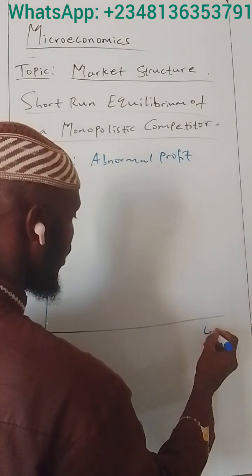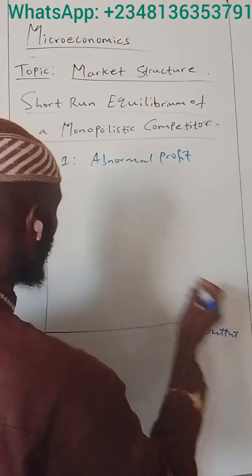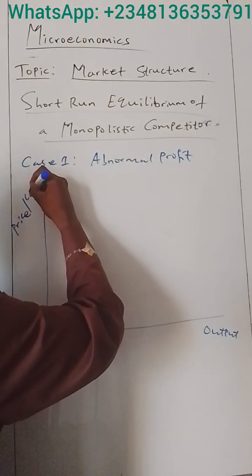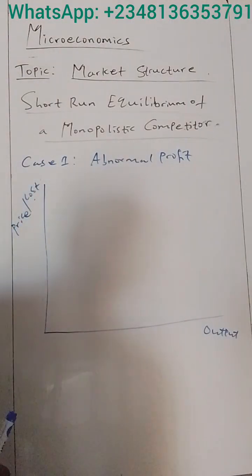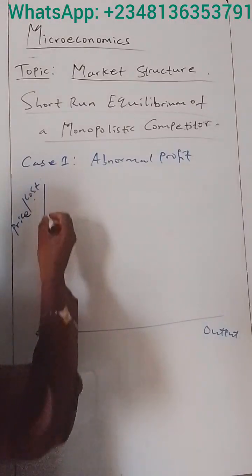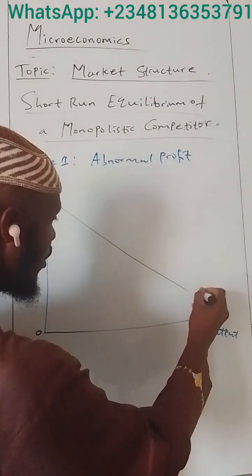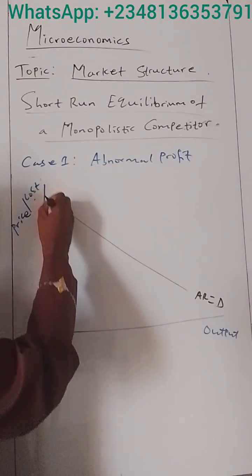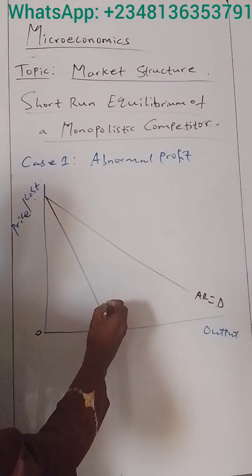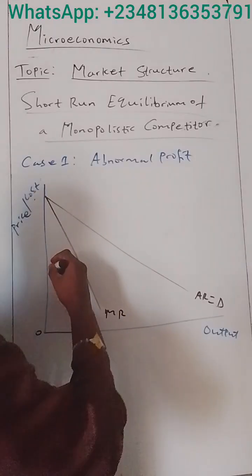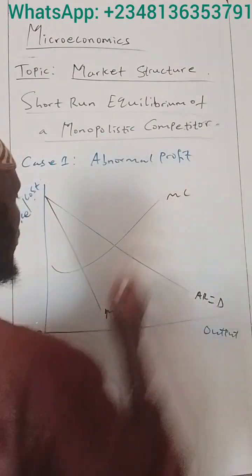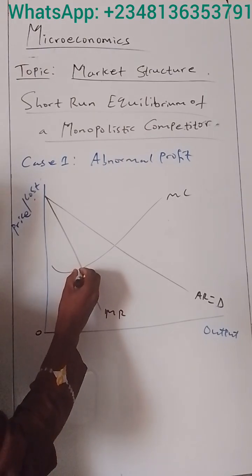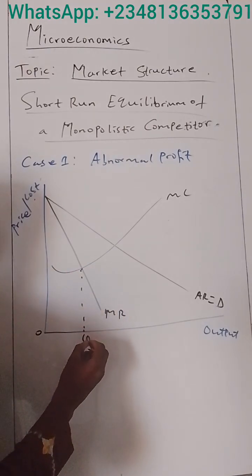Anyway, so we have output, we have price and cost here. We have the origin. Don't forget we have the average revenue, which also represents the demand curve. We have marginal revenue. Then let's draw the marginal cost curve, where MC meets MR, that is the equilibrium point. So I trace it down, and I name it QE.